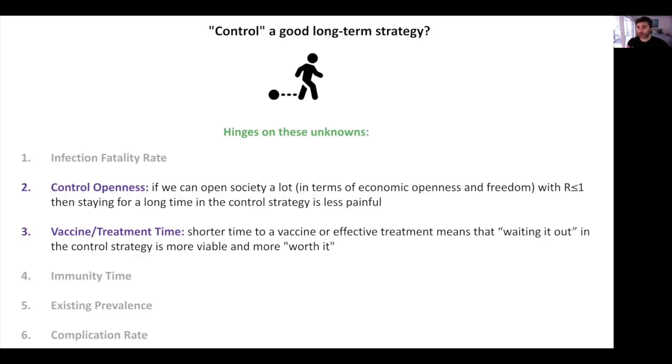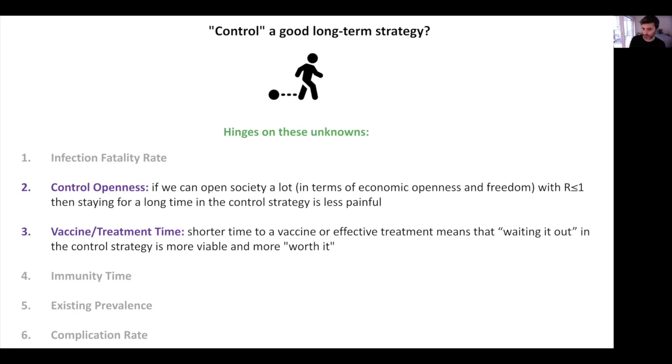Okay, so is control a good long-term strategy or not? Well, it's going to come back to these 6 unknowns. And in particular, in this case, focusing on just 2 of the unknowns. The second one being control openness. So if we can open society a lot in terms of economic openness and freedom, while keeping R less than or equal to 1, then staying for a long time in control strategy is a lot less painful because we'll have much more back to normal. But also, it's going to hinge a lot on number 3, which is the vaccine and treatment time.